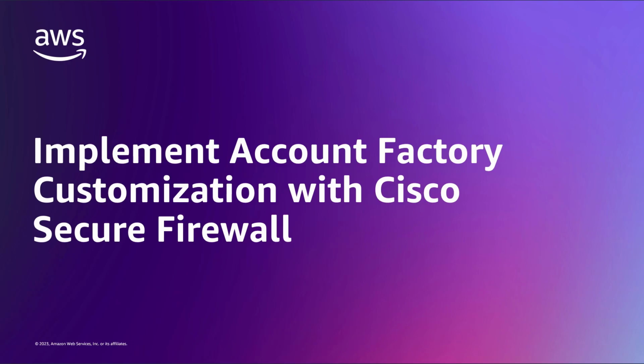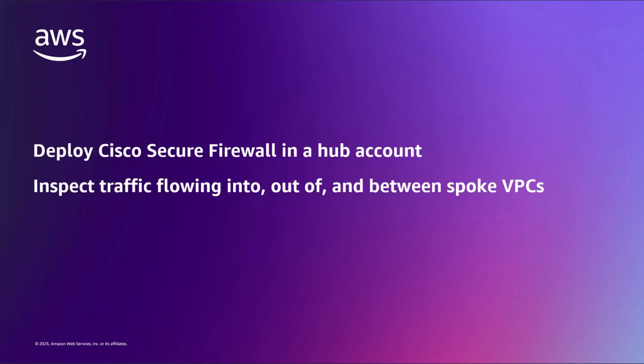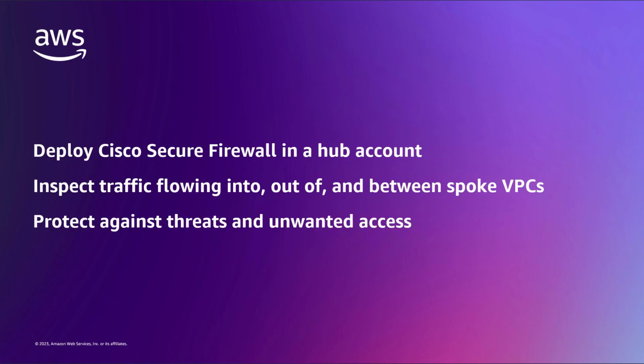In this video, you'll see how to implement AWS Control Tower Account Factory Customization with Cisco Secure Firewall. With this solution, enterprises can deploy Cisco Secure Firewall in an AWS Hub account and then inspect traffic flowing into spoke VPCs, referred to as ingress inspection, out of the VPCs, referred to as egress inspection, and between workloads, referred to as east-west inspection, to protect against threats and unwanted access.